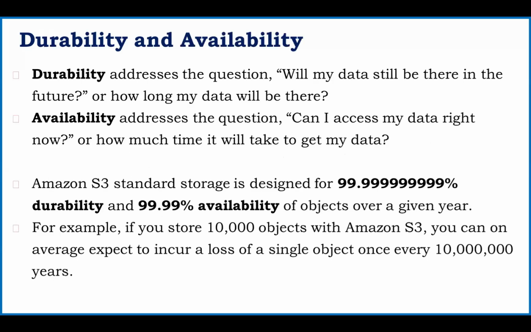Now, if we talk about durability and availability, durability addresses the question: will my data still be there in the future, and how long will it be there? Availability addresses the question: can I access my data right now, or how much time will it take to get my data? So these are the two questions we can take up.